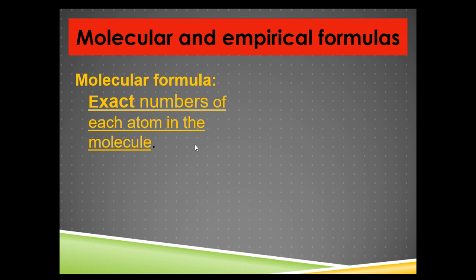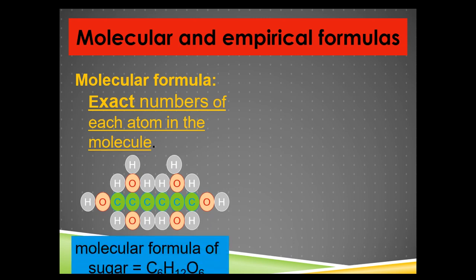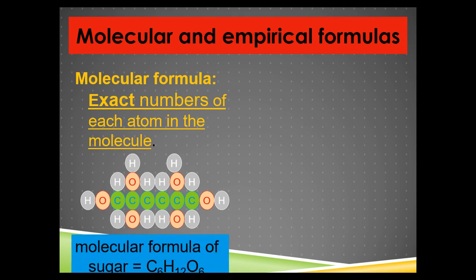All right, so let's talk about what molecular and empirical formulas are. So a molecular formula is the exact number of each element in a molecule. It tells you how many of how many precisely. So for sugar, you have C6H12O6.